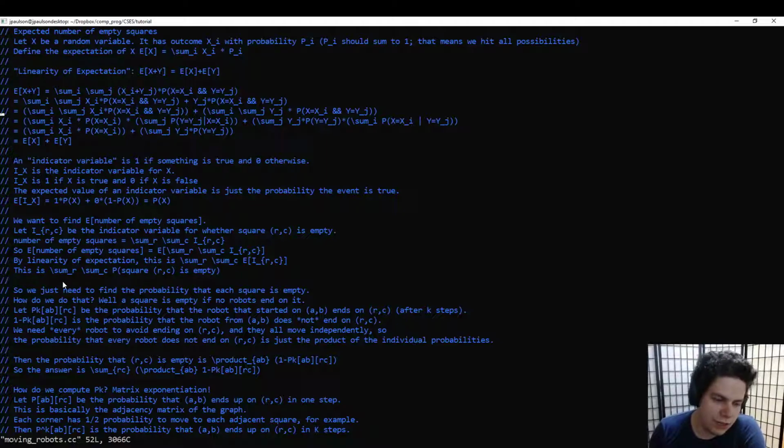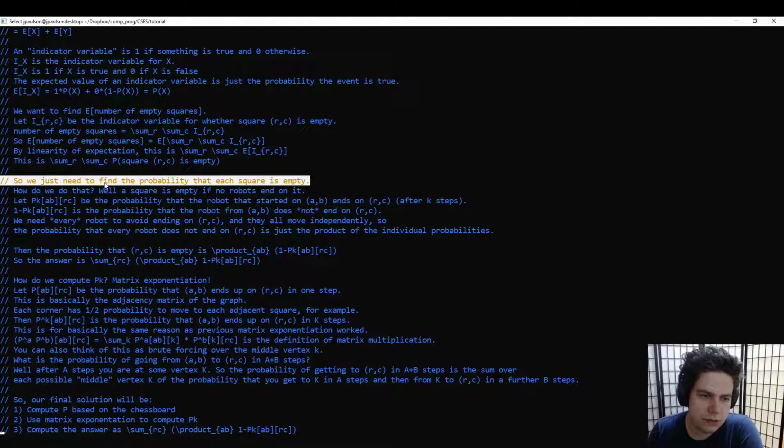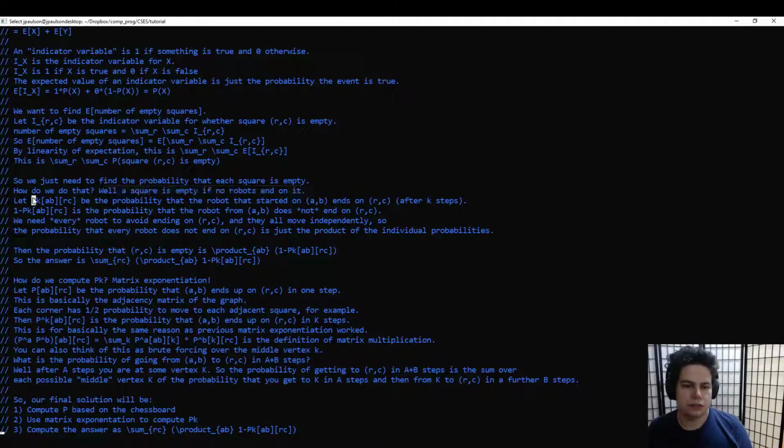Okay, so how do we actually do it from here? We need to find the probability that all the squares are empty. A square is empty if there are no robots on it at k steps. So maybe we can find out the probability that each robot goes to that square. So let's say that we could do that.